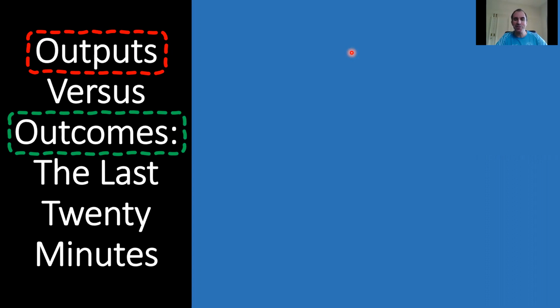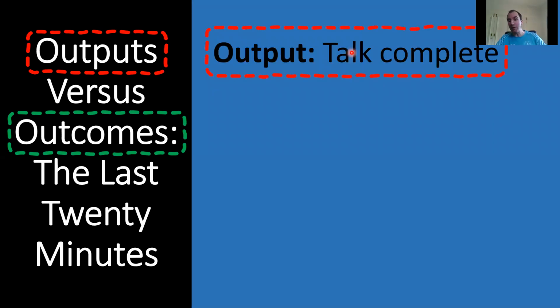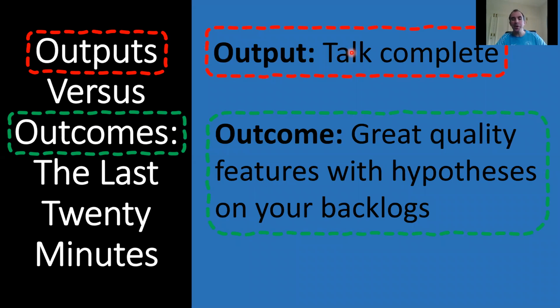Okay, and then just to conclude, the way I started out, I was going to bookend with outputs versus outcomes. For the last 20 or so minutes, you've been listening to me talk. The talk is complete. Hopefully you enjoyed it, but it's just an output. Ideally, the outcome that I would like to achieve is that this gives you some thoughts and inspiration to go back and, if you're not already doing so, to use feature hypotheses to get great quality features and to deliver great results in your own organizations.